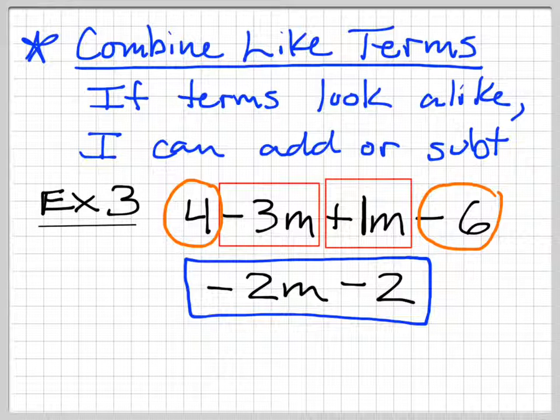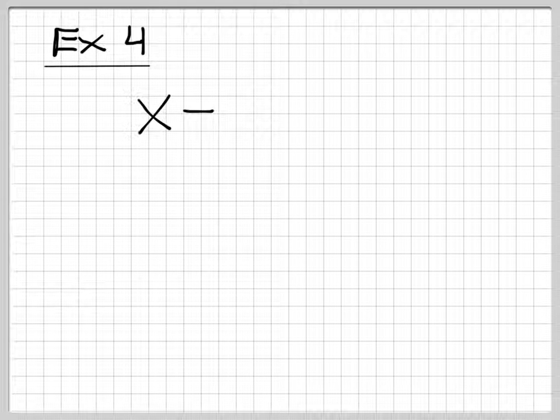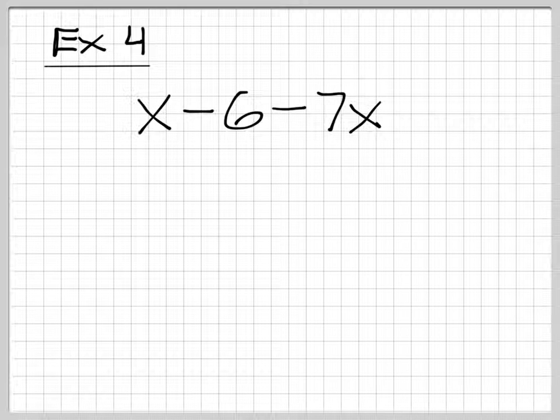Okay, I'm going to flip to a new screen. Okay, example 4 is x minus 6 minus 7x. Okay, so you'll notice I have 3 terms this time. There's a term, there's a term, there's a term, separated by the subtraction.